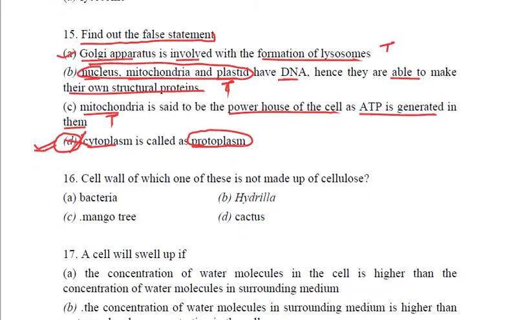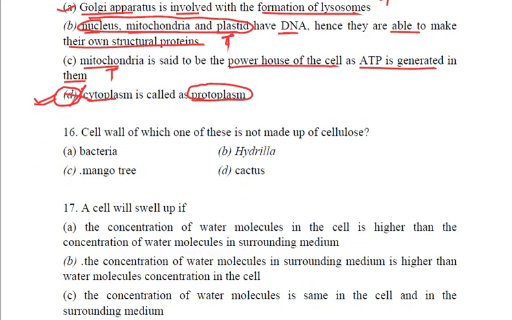Coming to question number 16. Cell wall of which one of these is not made up of cellulose? We know that the cell wall of plant cells is made up of cellulose, right? So among these, bacteria, hydrilla, mango tree and cactus, it is the mango tree whose cell wall is actually not made up of cellulose. It is an exception. Otherwise all they are made up of cellulose.